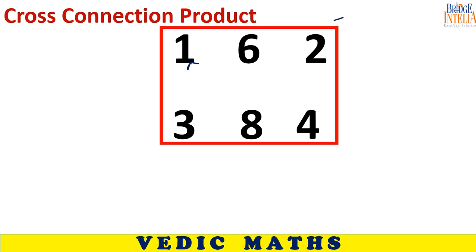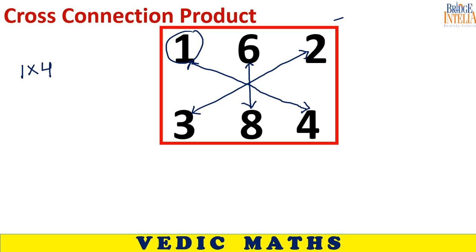Make connections crosswise. Connect 1 with 4, connect 3 with 2, and the remaining numbers are 6 and 8, so connect 6 with 8. Connecting means you have to multiply them also. 1 and 4 are connected, so 1 into 4 is equal to 4. 3 and 2 are also connected, so 3 2s are 6.